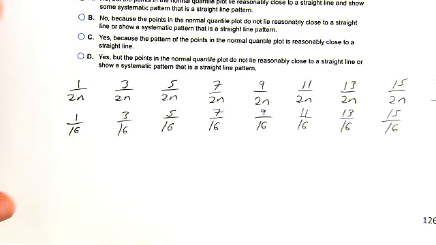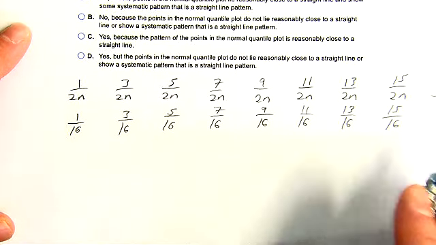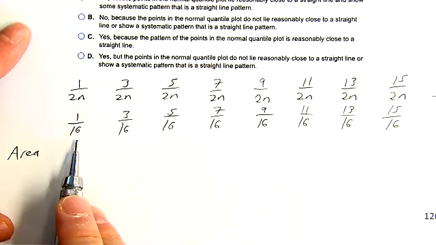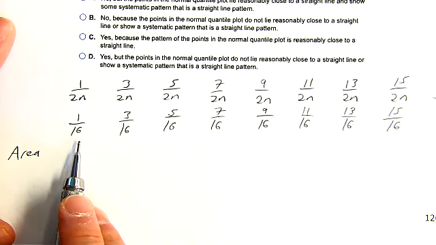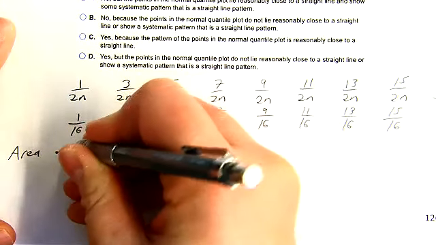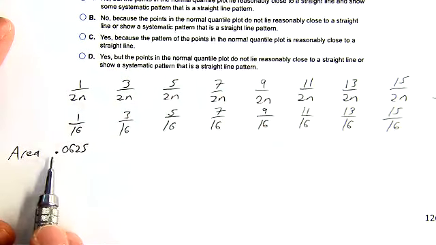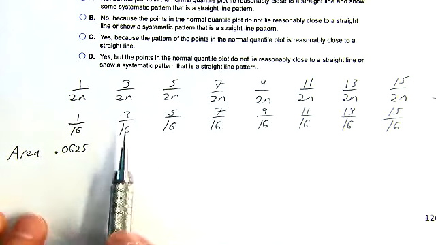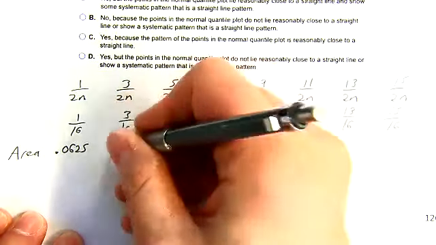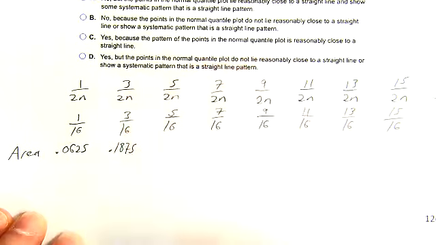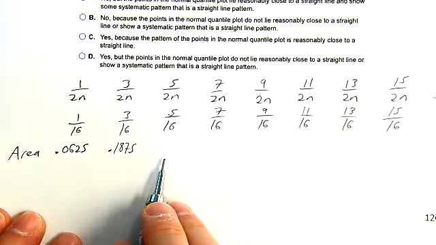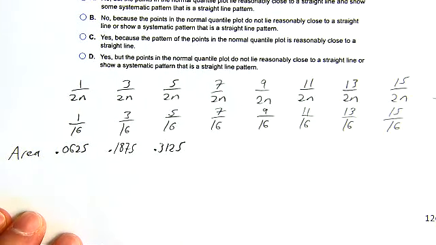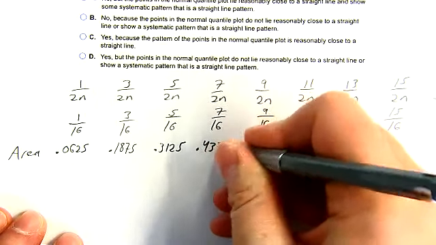Okay, and then we're going to find the decimal equivalent of these fractions, and we're going to say that that's the area to the left of our z-score. So 1 over 16 is 0.0625. I'm going to leave off the leading 0 just so I have more space. 3 over 16 is 0.1875. 5 over 16 is 0.3125. 0.4375.